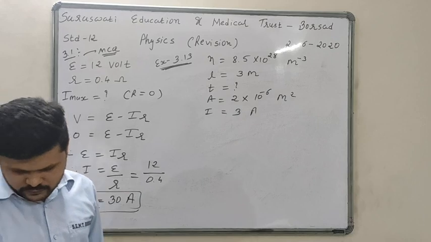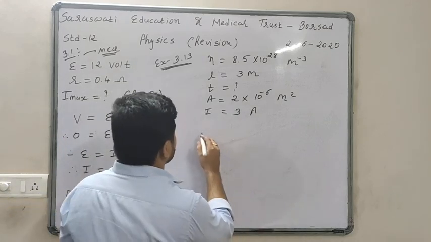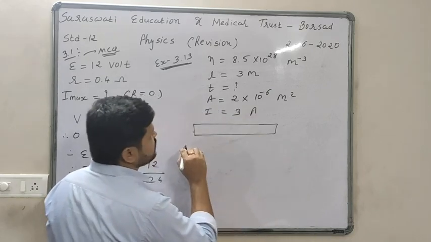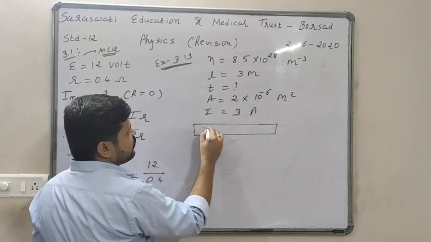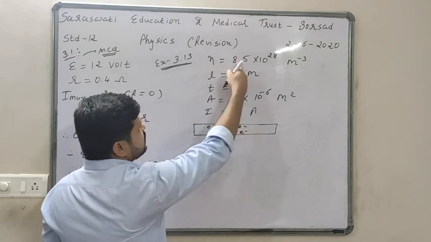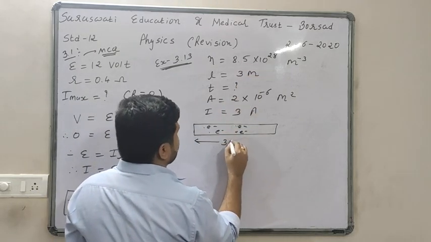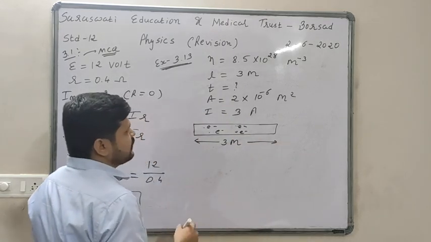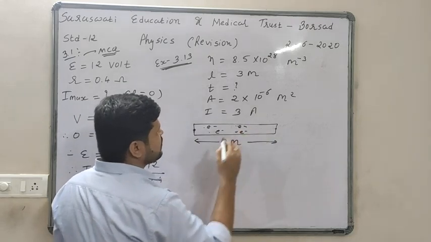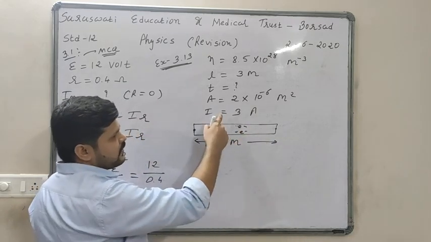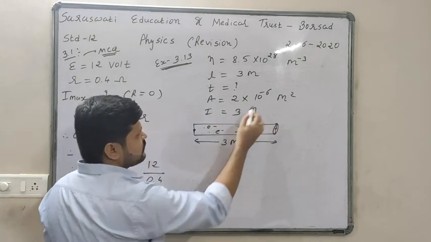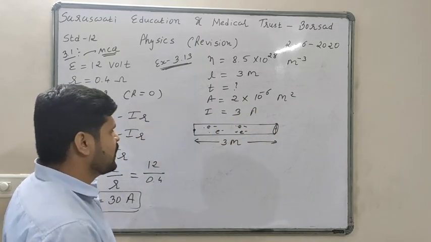Okay, so see, suppose there is one conductor. In this conductor, the number density of electron is given like this. The length of the conductor is 3 meter, and we are asked to find out the time in which electron will move from one end to another end. Current flowing through the conductor is 3 ampere, and the cross section area of this conductor is 2 into 10 raised to minus 6 meter square.